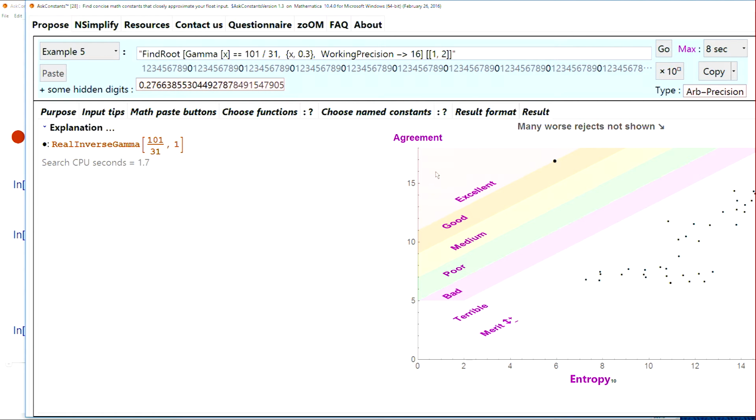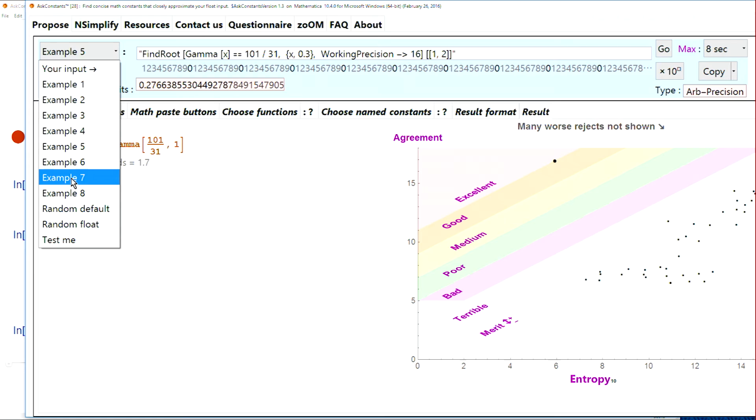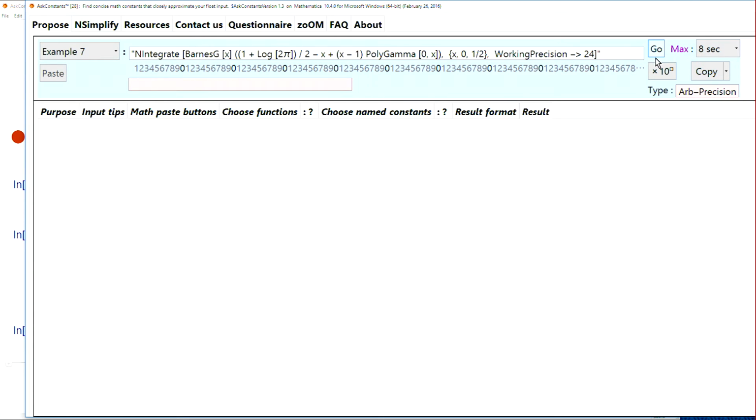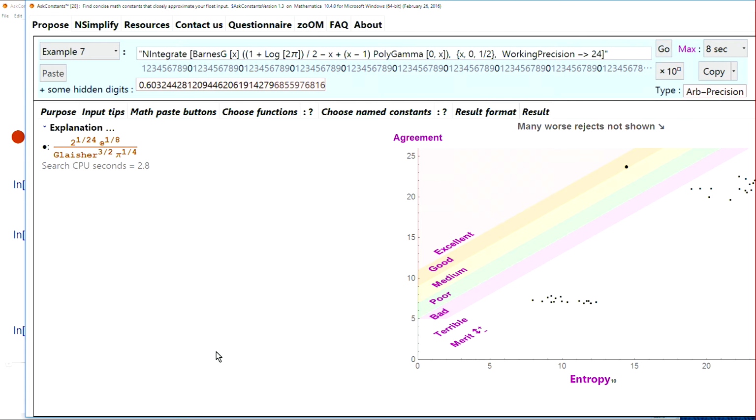And there's an example where real inverse gamma came in, because of the find root up here. I'm essentially inverting this equation up there. And another example is this integral that Mathematica can do symbolically, but it illustrated something really nicely, so I chose it anyway. And that way I know if it's the right answer.